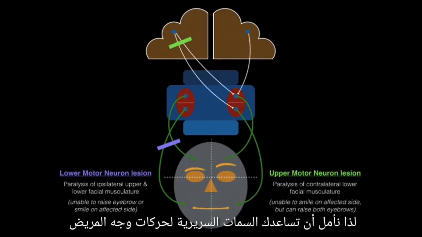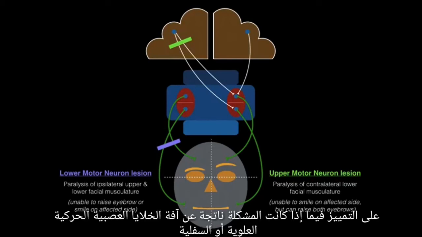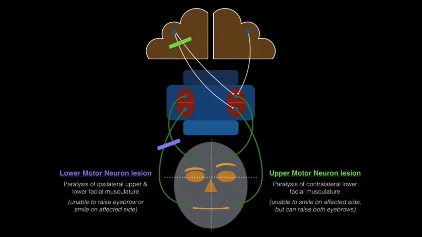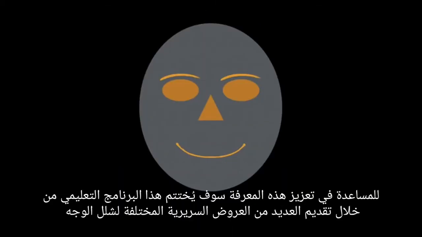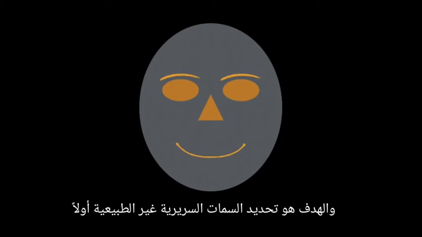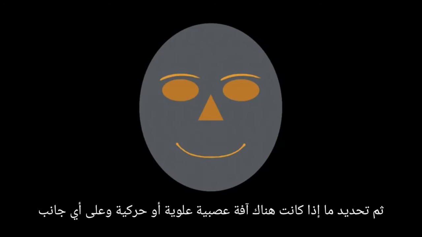Great! So hopefully now, the clinical features of a patient's facial weakness will help you discriminate whether the problem is due to an upper or lower motor neuron lesion. To help consolidate this knowledge, this tutorial will conclude by presenting several different clinical presentations of facial palsy. The aim is to first identify the abnormal clinical features, and then identify whether there is an upper or lower motor neuron lesion and on what side. You will have 10 seconds for each.